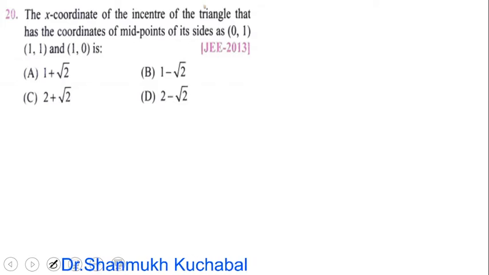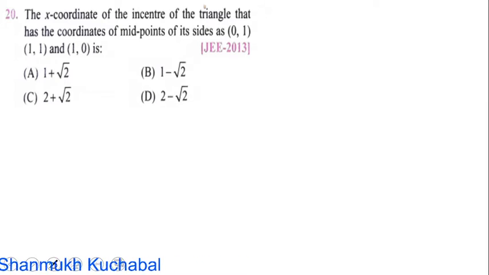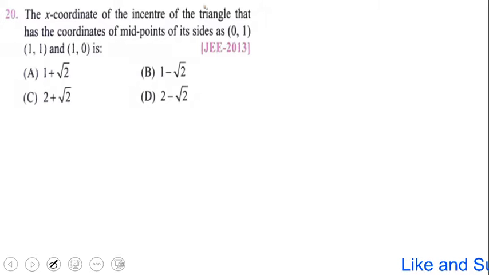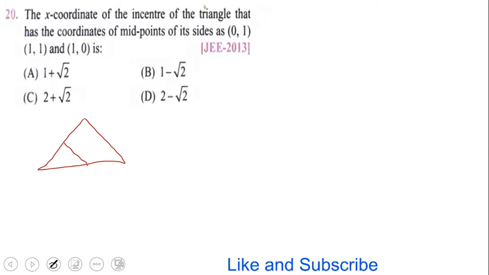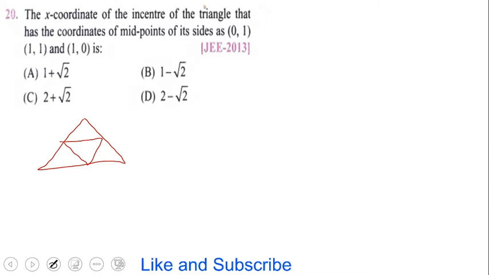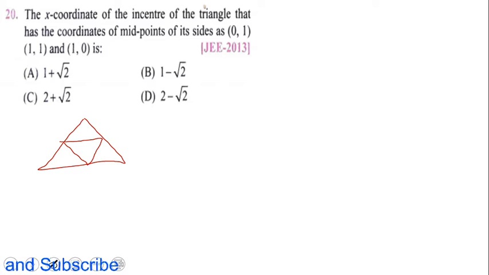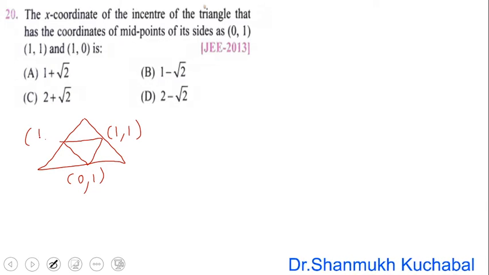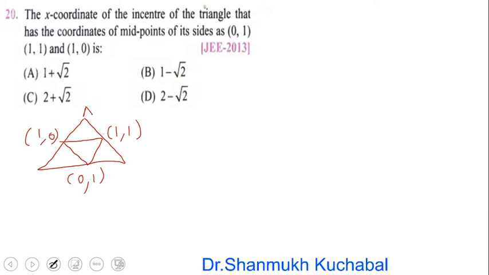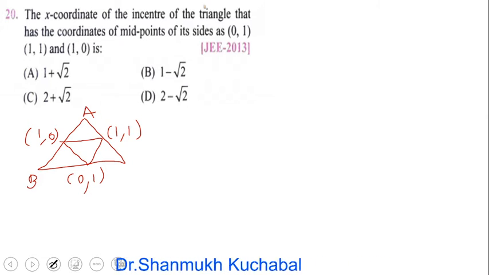The question is, the x coordinate of the incenter of a triangle that has the coordinates of the midpoints of its sides as. So we have to draw a triangle and we have the midpoints here. So these I am drawing as the midpoints. These are given as 0 comma 1, 1 comma 1, next 1 comma 0, and we have A, B and C here.